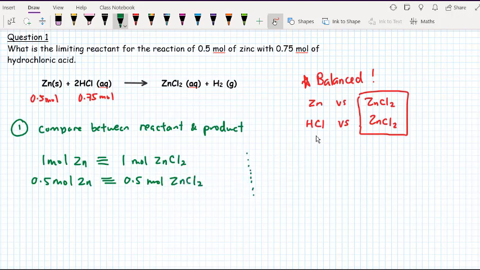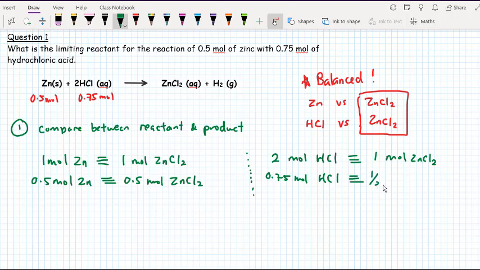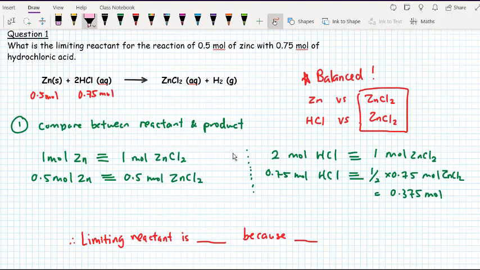To compare hydrochloric acid with the same product, zinc chloride: according to the equation, when 2 moles of HCl are reacted, you will produce 1 mole of zinc chloride. Therefore, for the 0.75 mole of hydrochloric acid provided in the question, do your cross multiplication: 1/2 times 0.75 mole of zinc chloride. Therefore, the number of moles of zinc chloride produced equals 0.375 mole.